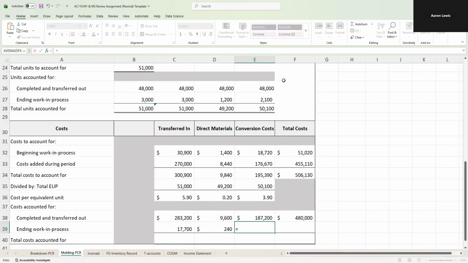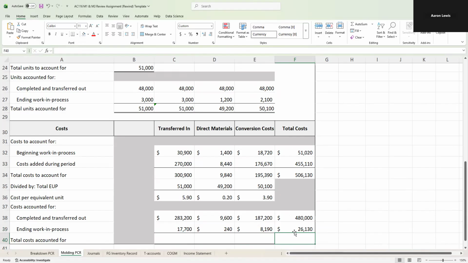And then from the same process for conversion cost, take your 2,100 equivalent units that are in your ending WIP for conversion cost, multiply it by the $3.90 per equivalent unit, and we're going to assume those units in ending WIP have already had $8,190 spent on them for conversion costs to complete them the part of the way that they were done when December ended. And I add those three numbers together, 17,700 plus 240 plus 8,190, makes 26,130.